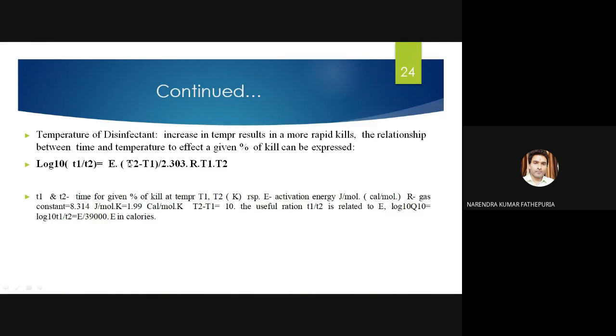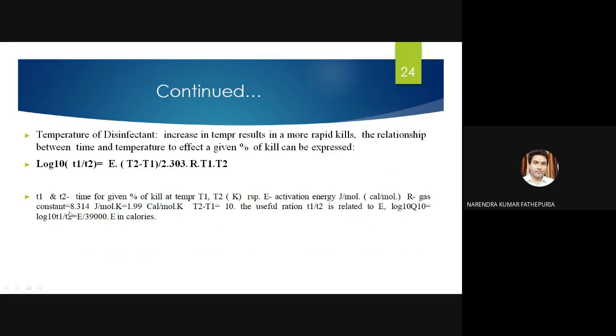This equation is very important. Here they ask a lot of questions. Log10 of t1 upon t2 is equal to E into (T2 minus T1) divided by 2.303 into R into T1 T2. Suppose t1 and t2 are the times for the given percentage kill at temperatures T1 and T2 in Kelvin. E is the activation energy in joule per mole, or calorie per mole.